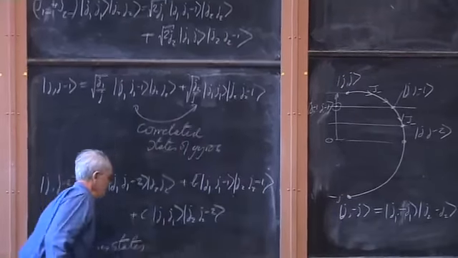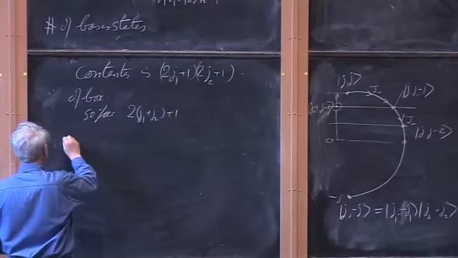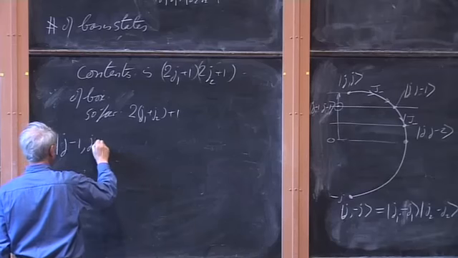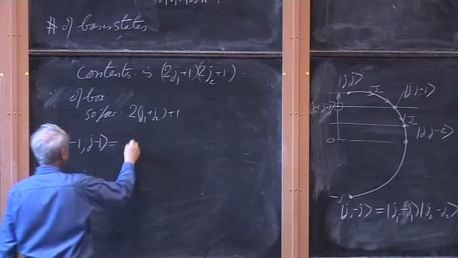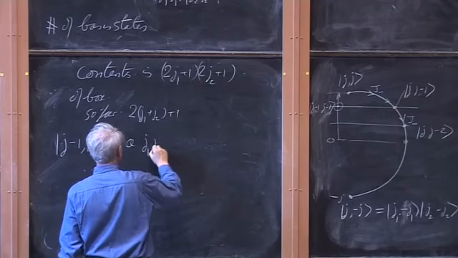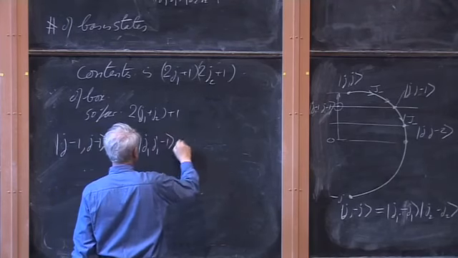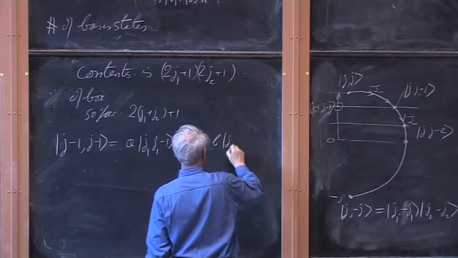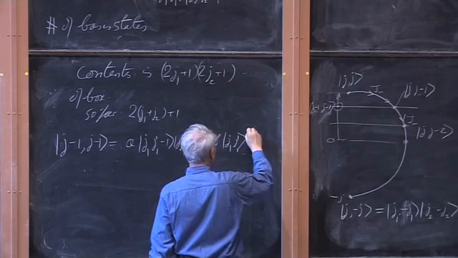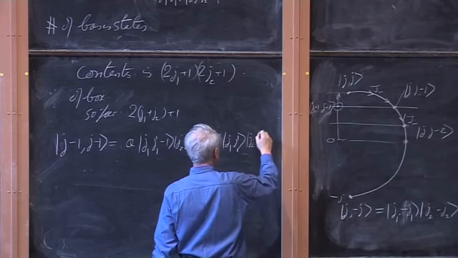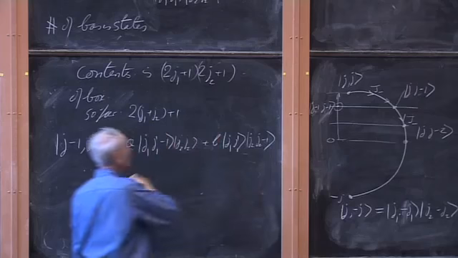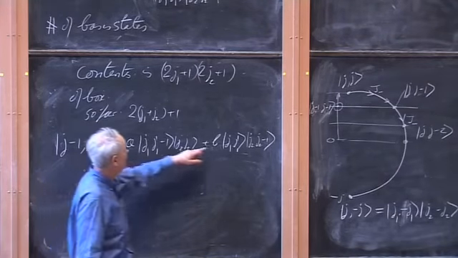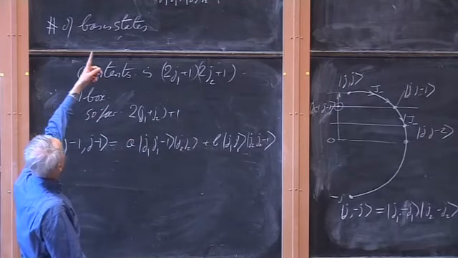So I now argue that this state of the box, J minus 1, J minus 1, is a linear combination of |J1, J1 minus 1; J2, J2> and |J1, J1; J2, J2 minus 1>. It must be a linear combination of these two. And we have to choose A and B so that it's orthogonal to the state we've already got.